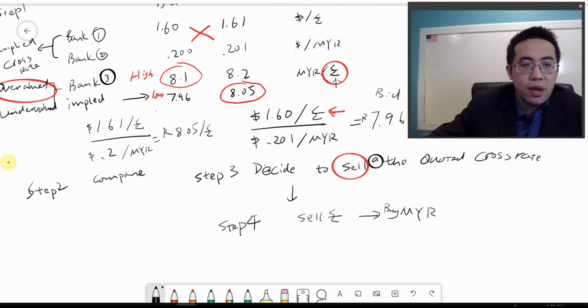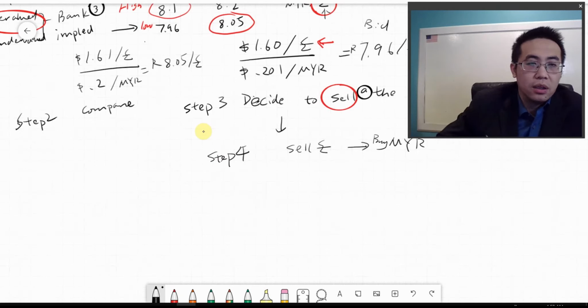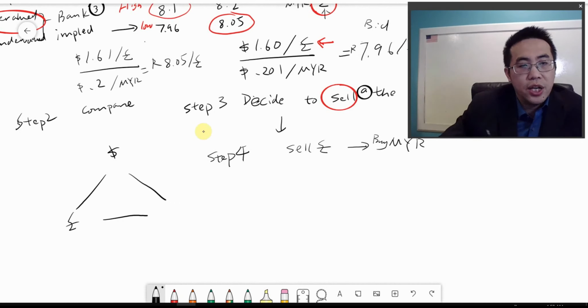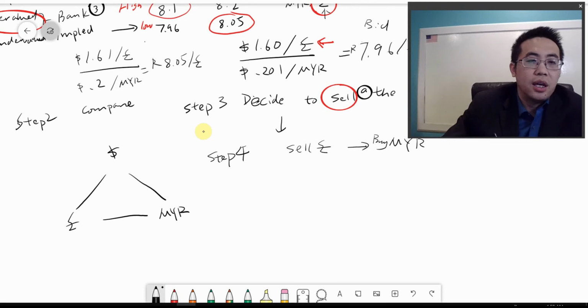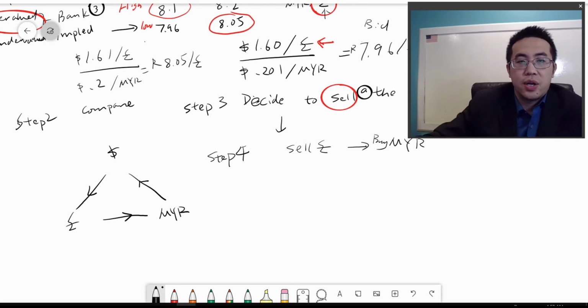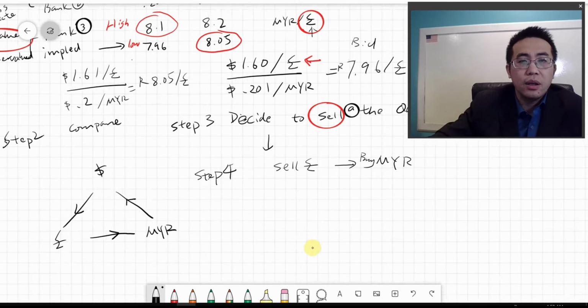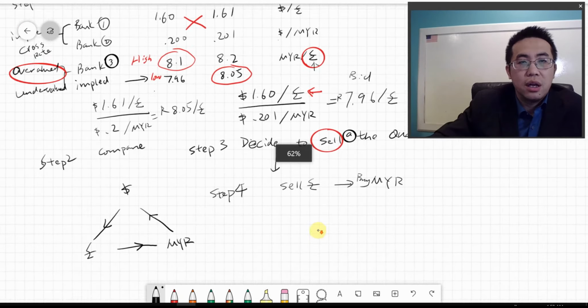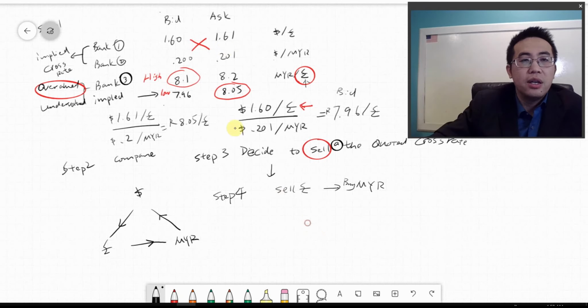And in the triangular arbitrage, you have dollar, pound, Malaysia ringgit. Since you are going to sell pounds for Malaysia ringgit, you need to get pounds first from dollars. After you get Malaysia ringgit, you will convert it back to dollars. So that's going to be your steps in the triangular arbitrage. Things could get complicated if you have a bid-ask involved.